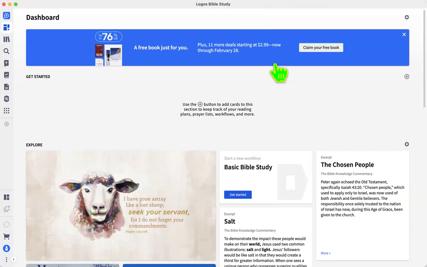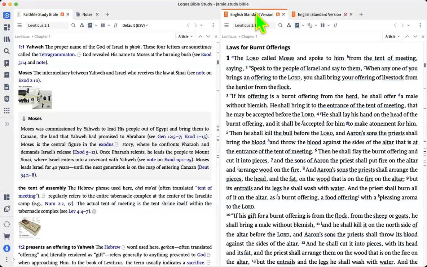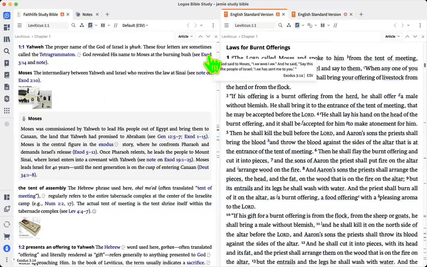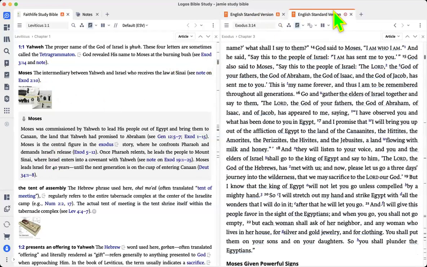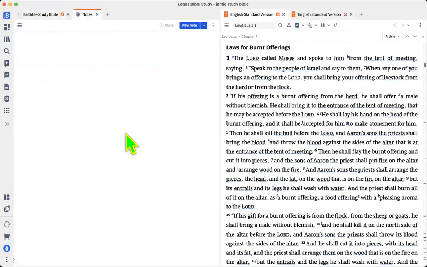First, you notice the dashboard here. I'm going to come over to the layouts icon on the side and click on that. You notice Logos has some quick start layouts, so if you just want to jump into something, you can click one of those. But over the last couple of weeks, I've been saving a layout called Jamie Study Bible. I'm going to click on this, and it will open up my Study Bible layout. You'll notice I've got my Bible over here, and I've got my target Bible. So if I want to click on a hyperlink, this says Exodus 3:14. I can click on it, and it jumps over in the hyperlinked Bible over there. You see the study Bible, and then you see my notes file here.